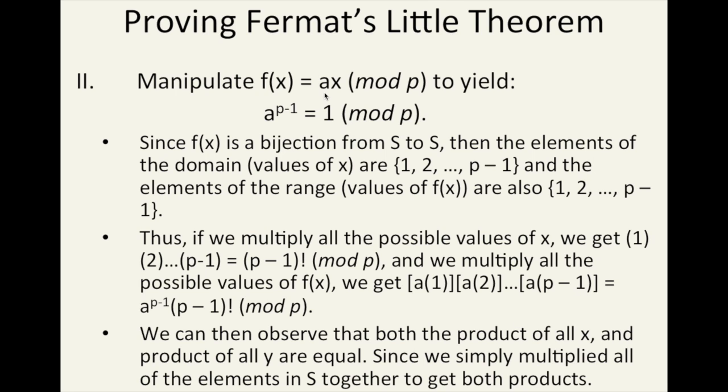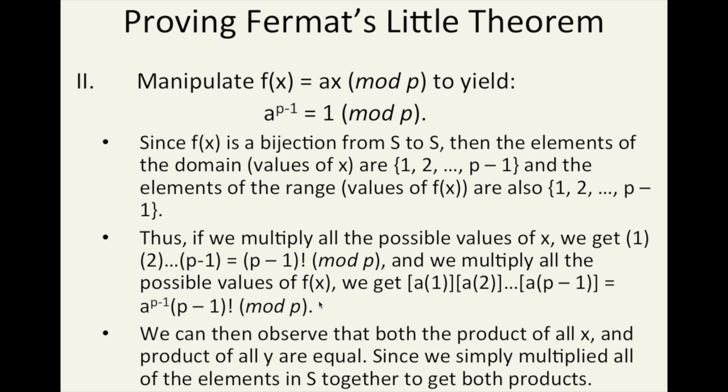And that's just because if we multiply all of the ax's together, with x being 1 to p minus 1, you simply get a times 1, a times 2, and so on, which is simply a to the p minus 1 times p minus 1 factorial. And again, that's simply because 1 times 2 times 3 all the way to p minus 1 is p minus 1 factorial. And since there are p minus 1 numbers in this domain, we simply multiply by a p minus 1 times.